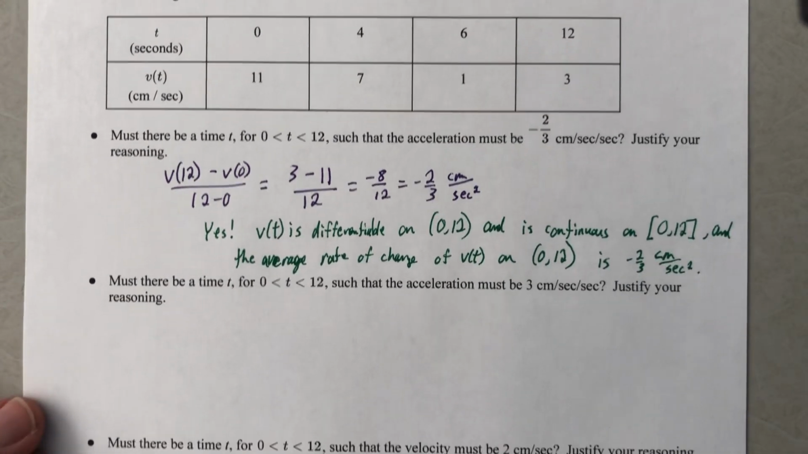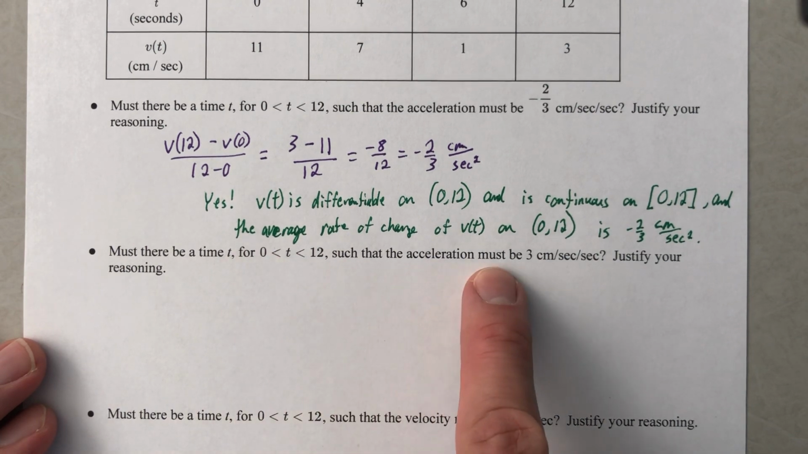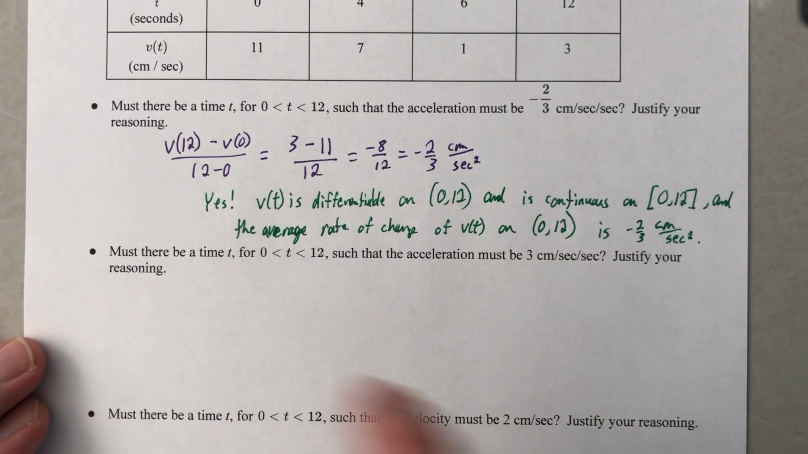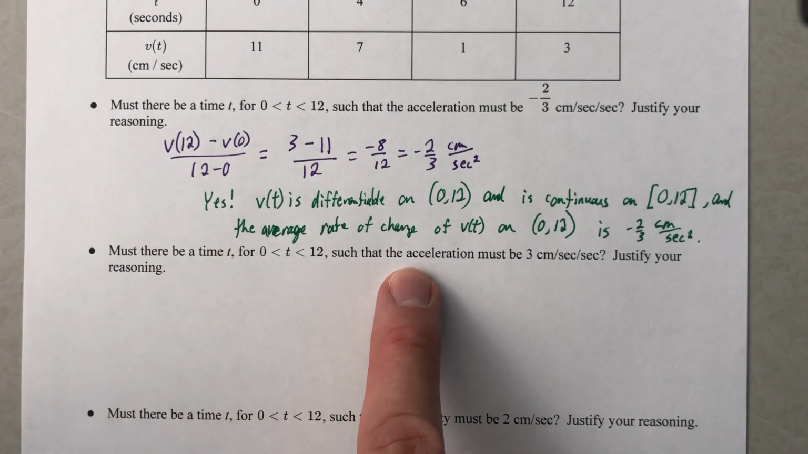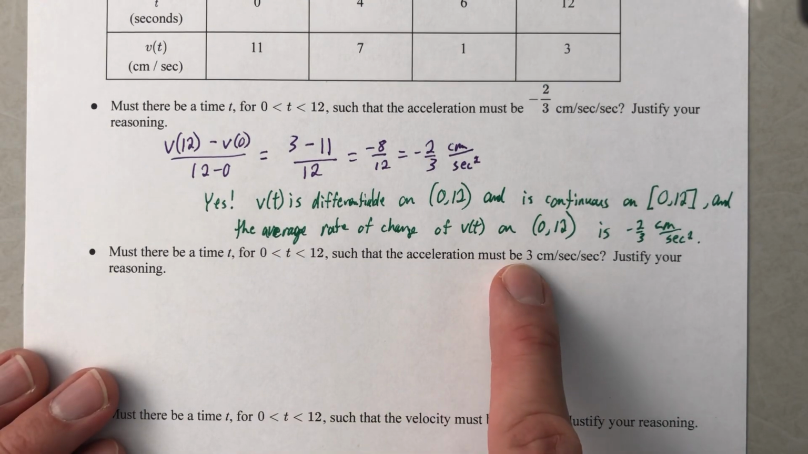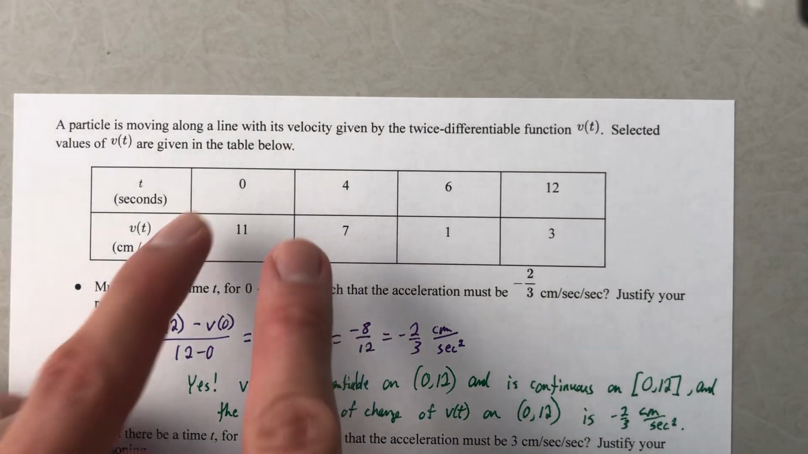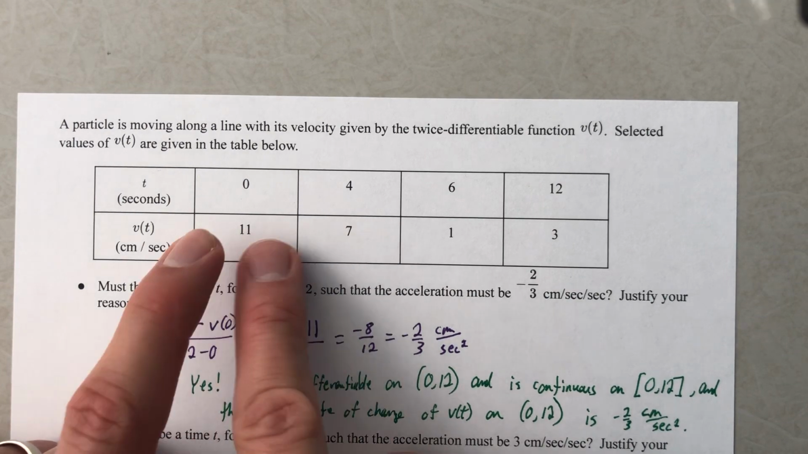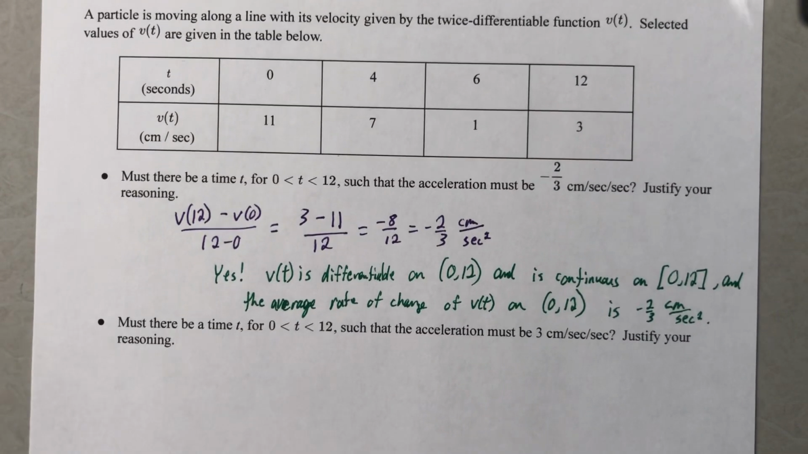Okay, must there be a time t from 0 to 12 such that the acceleration must be 3 centimeters per second per second? Justify your reasoning. Okay. I wonder if the average rate of change of velocity, acceleration, is ever equal to 3. Let's see. The slope from here to here is 7 minus 11 over 4 minus 0. Okay, let's see. Let's get this.